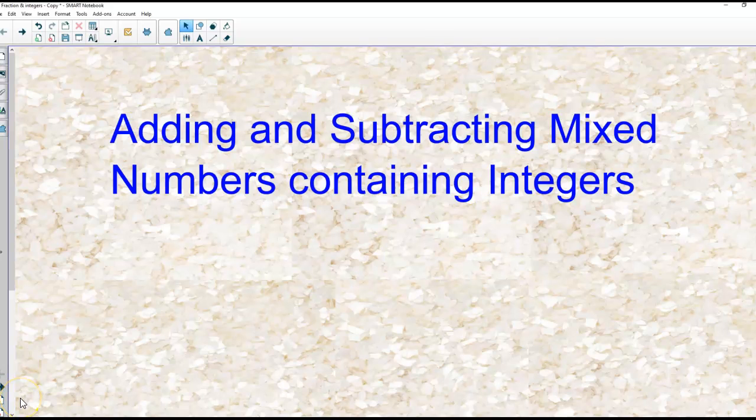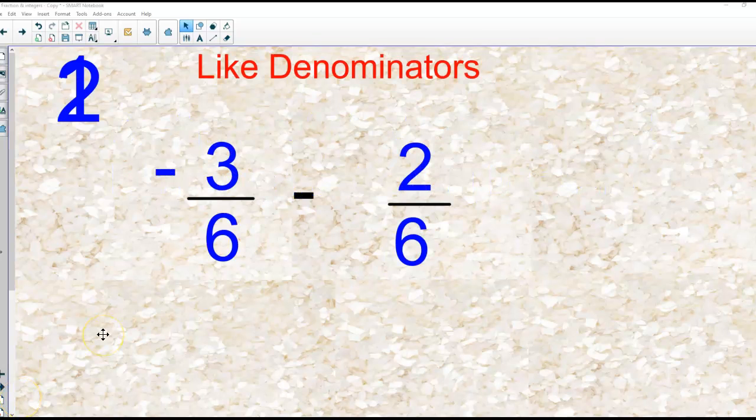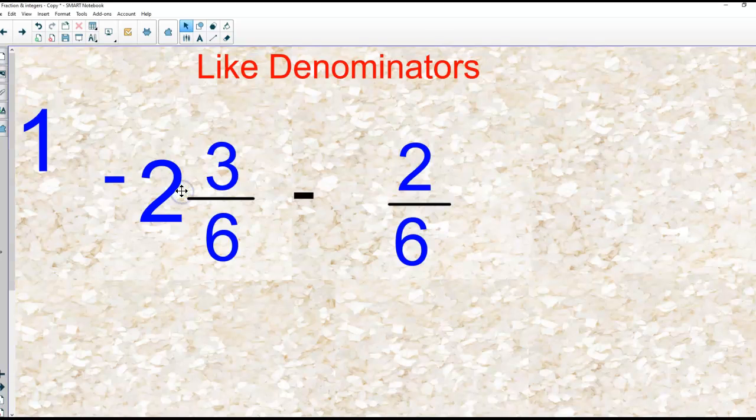Okay, so let's take a look at a problem here. The problem you're seeing says negative 3/6 minus 2/6. And this is the type of problem that we have worked on for the past couple of days, where we started out with a common denominator, and then we moved to when it did not have a common denominator. So let's start with this one today, but what we're going to do is add whole numbers to this. So instead of 3/6, I am going to make this negative 2 3/6, and I'm going to add a whole number to this one. So it is 1 2/6.